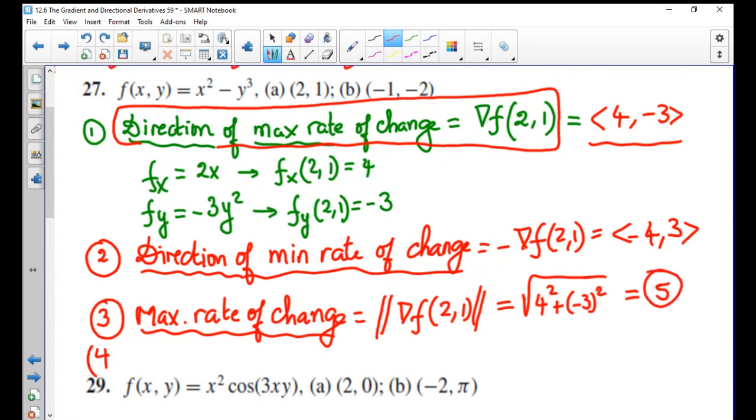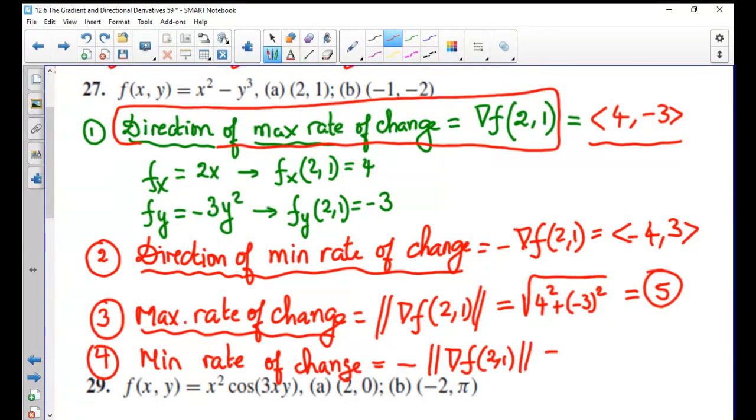And finally, the minimum rate of change will be minus the magnitude of the gradient. So it's minus 5, yes, exactly. So minus 5, that's it. So we have, if you want, the 4 answers. They're all here.